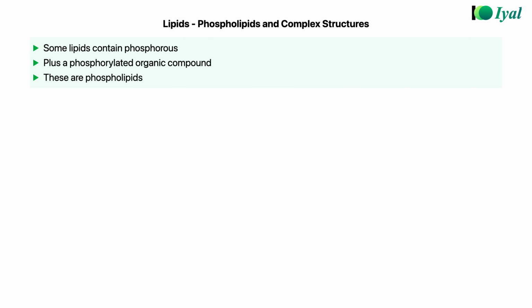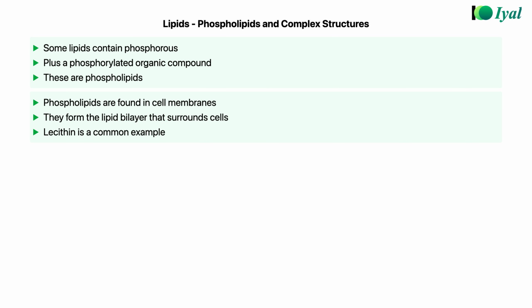Now let's look at more complex lipids. Some lipids contain a phosphorus atom, along with a phosphorylated organic compound. These special lipids are called phospholipids. Phospholipids have a crucial role. They're found in cell membranes. They're the molecules that create the lipid bilayer, that double layer of lipid molecules that surrounds and protects every cell. Lecithin is a well-known example of a phospholipid.